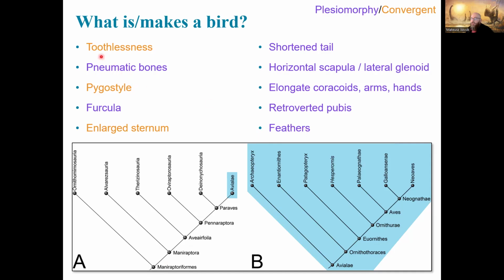But those in the orange, so toothlessness, the pygostyle, and the enlarged sternum are actually convergent. So these are going to evolve independently and multiple times within this grouping of birds. And so that's what we're going to see, that those are some of the characteristics we can't always use consistently.